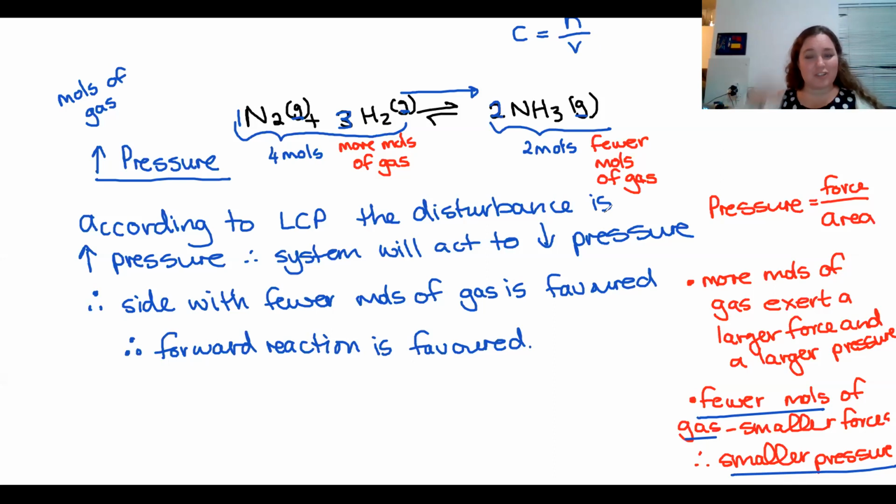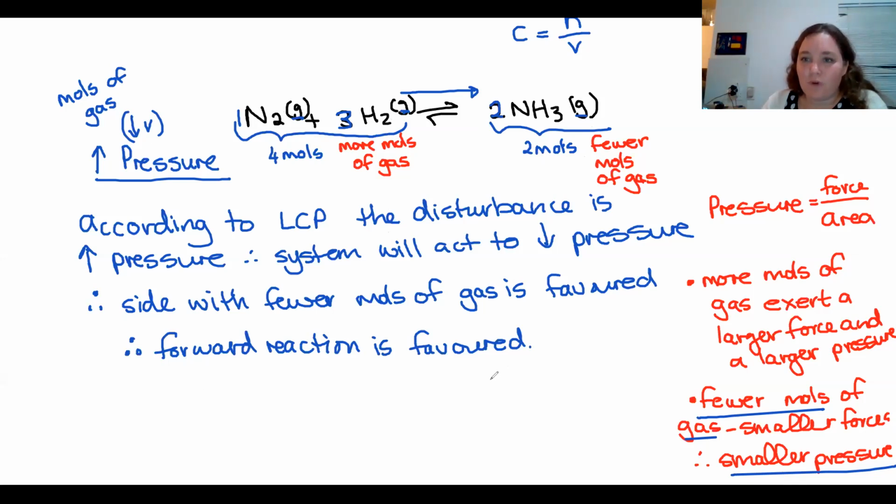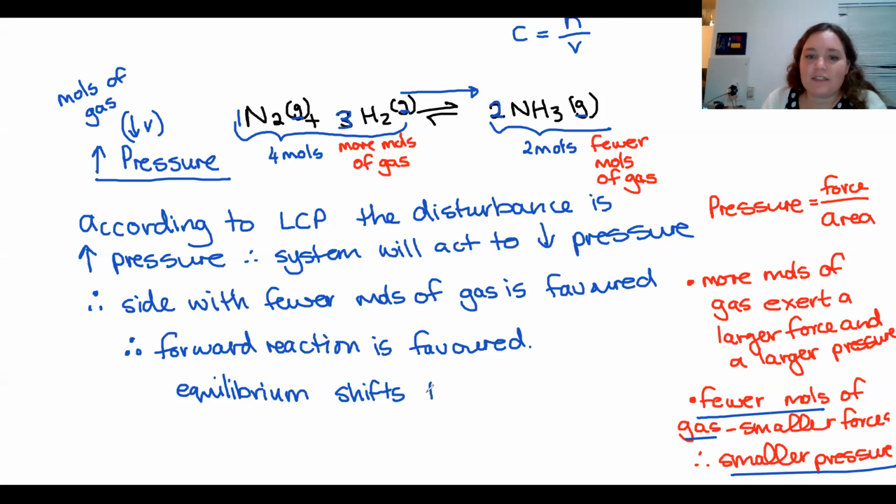I know I went and said the concentration of ammonia goes up and the concentration of nitrogen and hydrogen goes down. But we probably should just say that there are more moles. There's a higher yield of ammonia and a lower yield of nitrogen and hydrogen, rather than speaking specifically about concentration, because sometimes the way that we created this high pressure was by decreasing the volume. So it's just a little thing to be aware of. We can also say here that since the forward reaction is favored, the equilibrium shifts to the right.